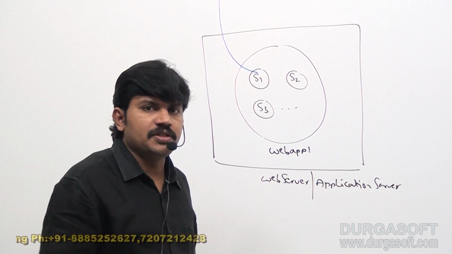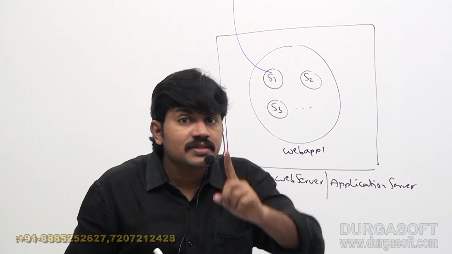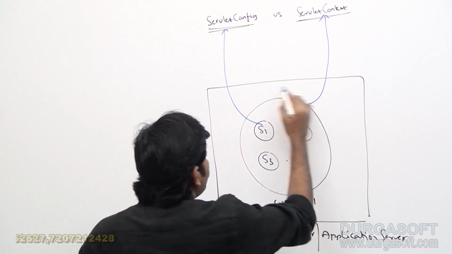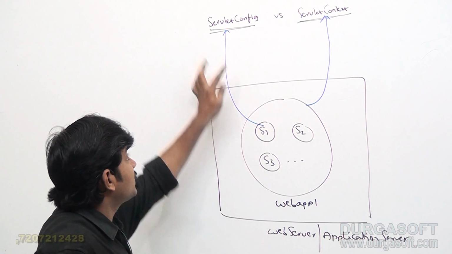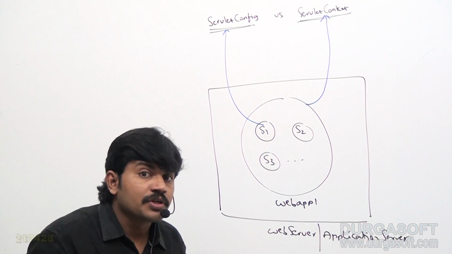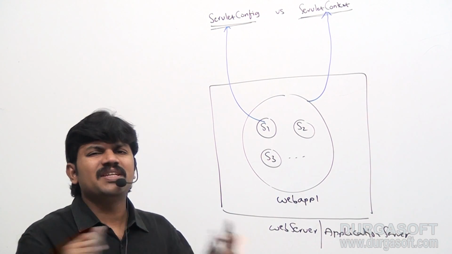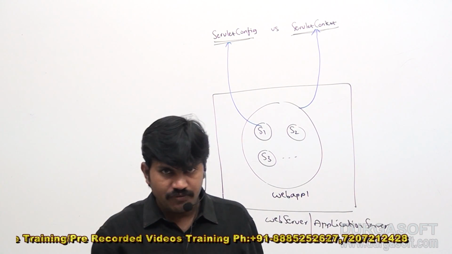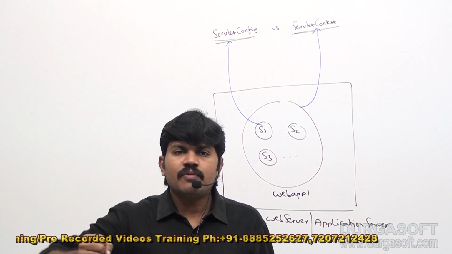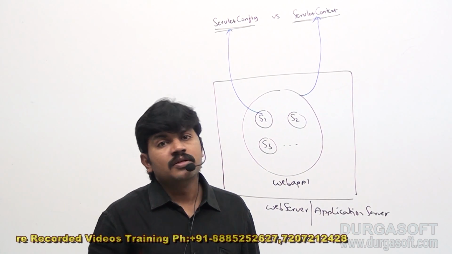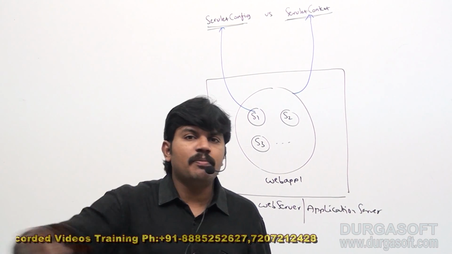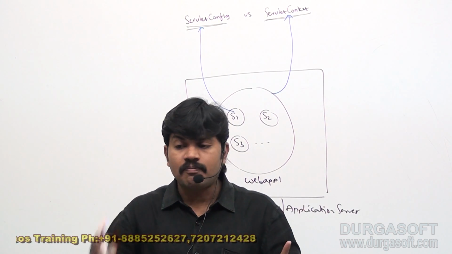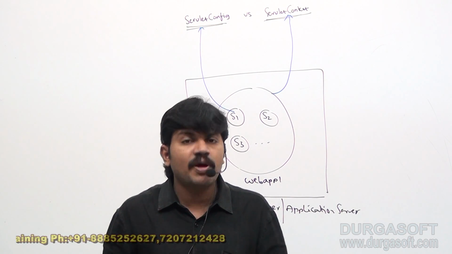For every web application, web container will create one ServletContext object. ServletContext is related to the total web application, but ServletConfig is related to every servlet. Is it clear, right? First you have to get the basic idea, and then the purpose of ServletConfig and ServletContext, all these things I will explain. My conclusion is very clear: for every servlet, web container will create one ServletConfig object, but for the total web application, web container will create one ServletContext object. ServletConfig is per servlet, ServletContext is per web application.